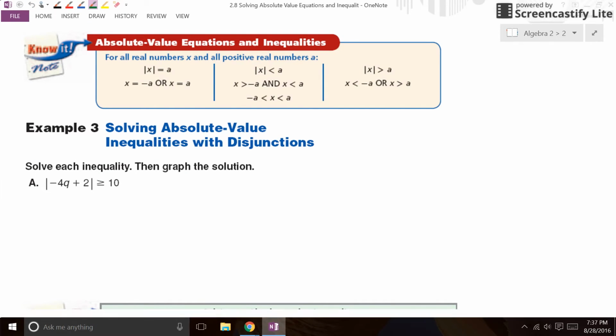Excellent work. All right, let's talk about absolute value equations and inequalities. This box at the top of the screen is super important. Put a little star by it. Make sure you remind yourself.